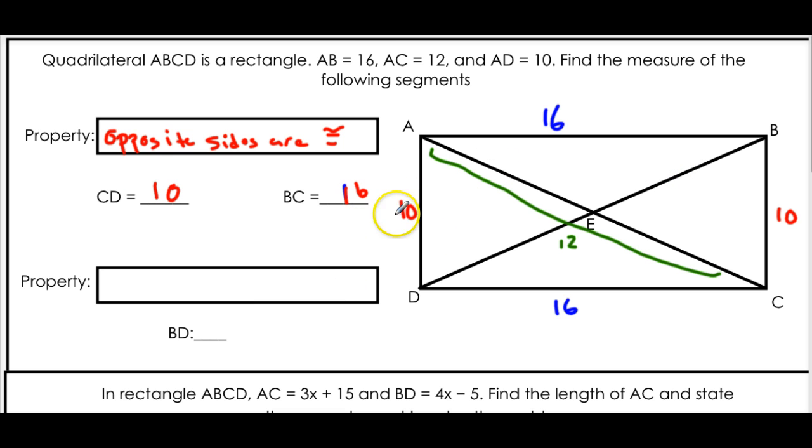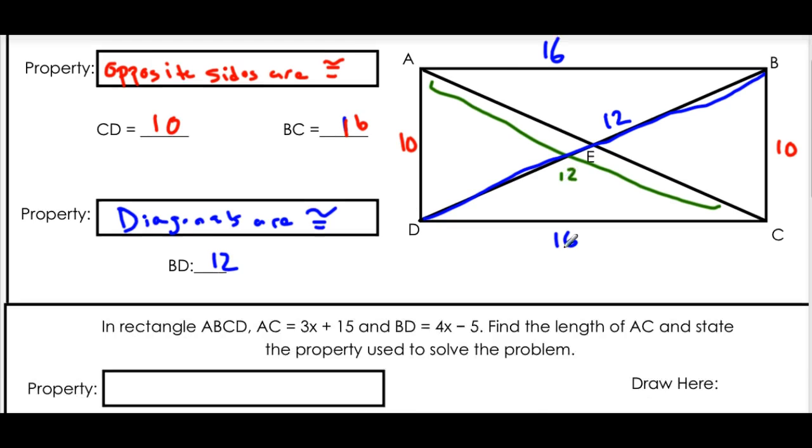Now the second one, we want to know what BD is. What is the length of BD? And that's right over here. And this is the other diagonal. Now remember, we knew that in rectangles, the diagonals are congruent. Well, how does that help us? If we know one of the diagonals is 12, then the other diagonal, BD, is also 12. So BD is going to be 12. And we did it.